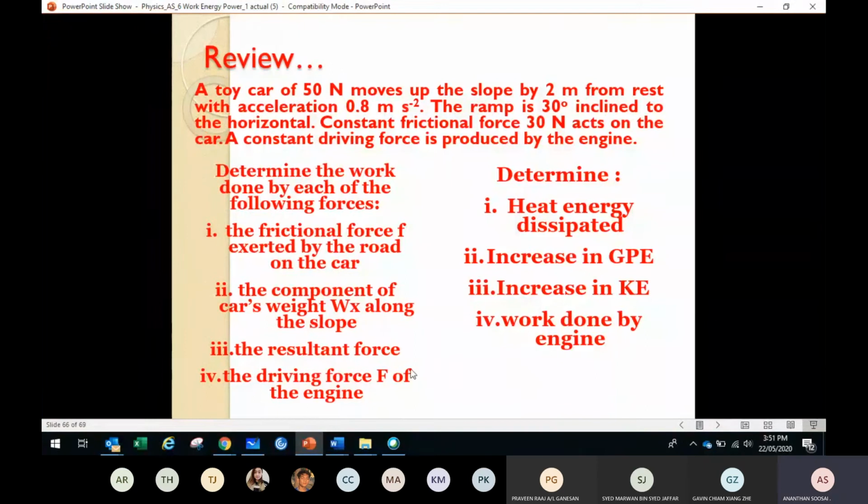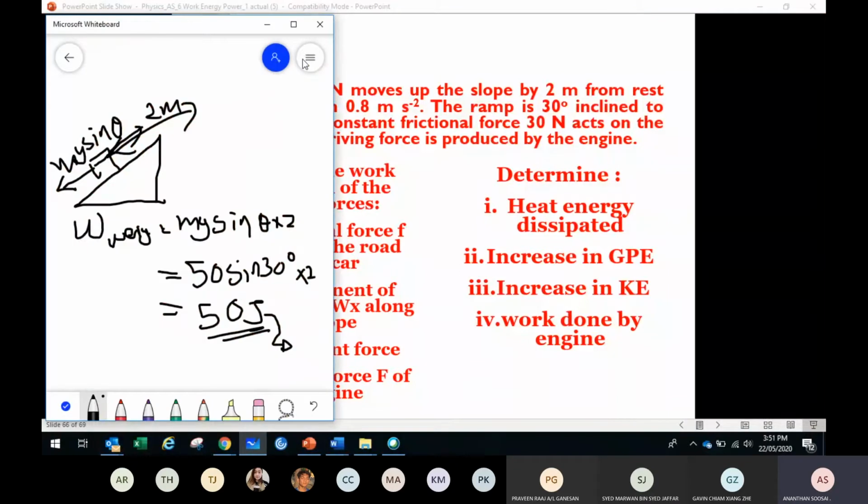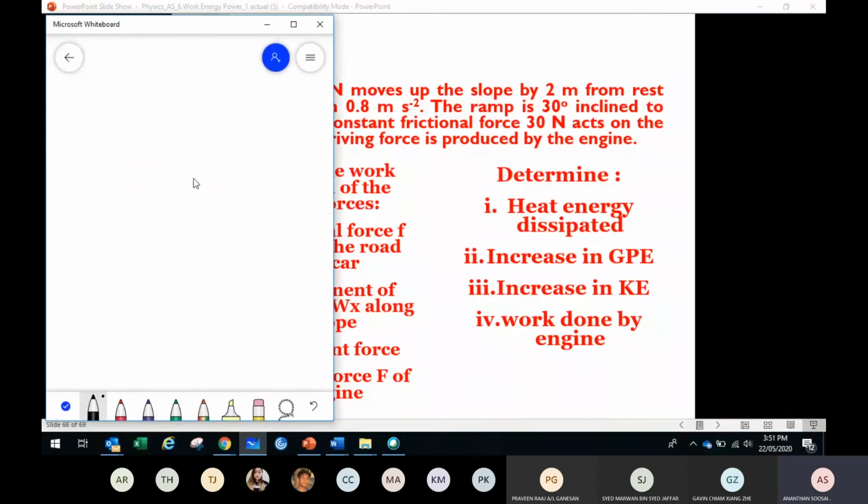Third, what is the resultant force on the car? How do you find the resultant force? It's a force formation. The resultant force is what? The car is here, and mg sine theta is acting down as usual.